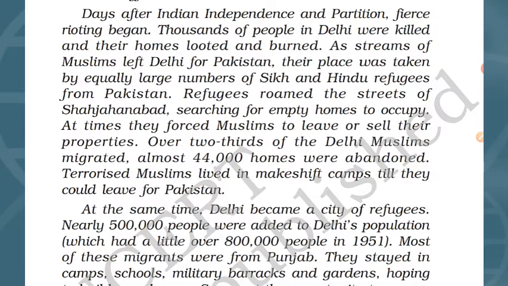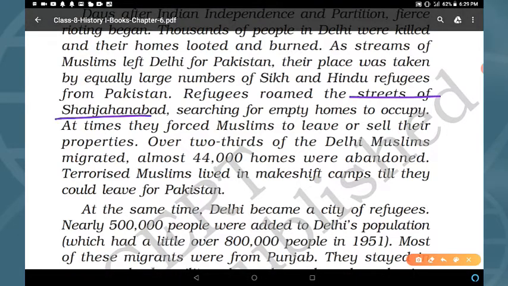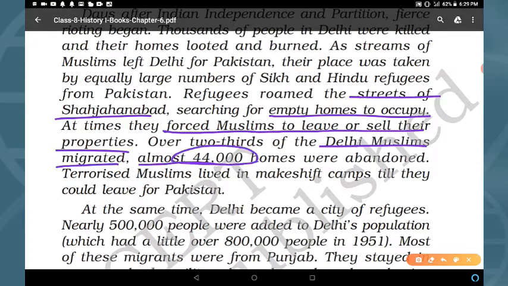So refugees roamed the streets of Shahjahanabad searching for empty homes to occupy. At times, they forced Muslims to leave or sell their properties. Over two-thirds of Delhi Muslims migrated. Almost 44,000 homes were abandoned, and terrorized Muslims lived in makeshift camps till they could leave for Pakistan. So, in this way, the properties of the Muslims were taken over by Sikhs and Hindus.